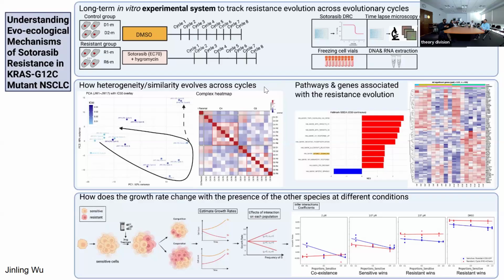And right now we're doing the bulk RNA sequencing analysis, and we try to answer how the transcriptional heterogeneity evolves across cycles. This principal component analysis plot shows all the control replicates clustered together, while samples exposed to sotorasib shoot away in transcriptomic space, and by the end, the directionality of the evolution may be divergent, and this complex schema reinforces these patterns.